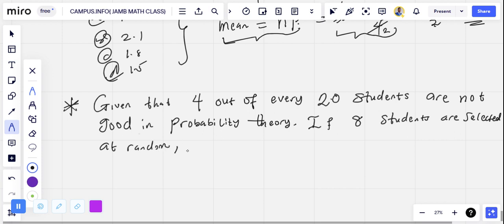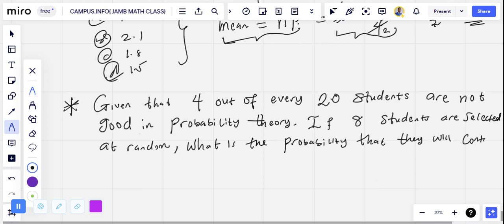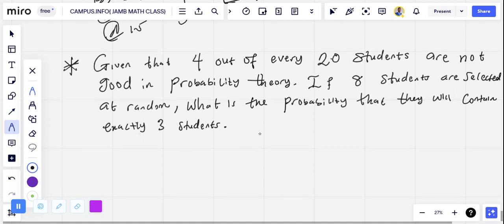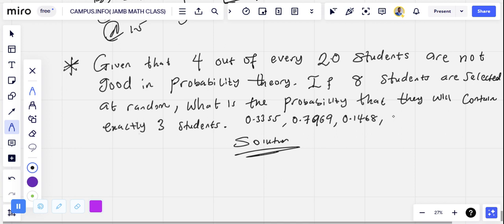now, if you guys are following, what is the probability that they will contain exactly 3 such students? So the options are here: A, 0.3355, B, 0.767969, C, 0.1468, and D, 0.2936. Let's quickly solve this first.